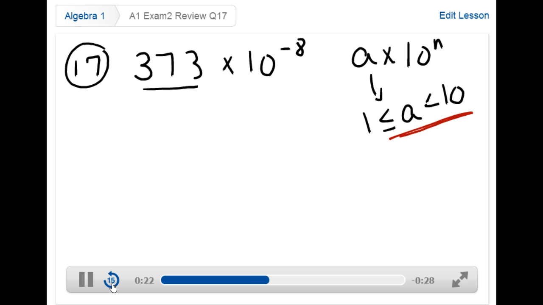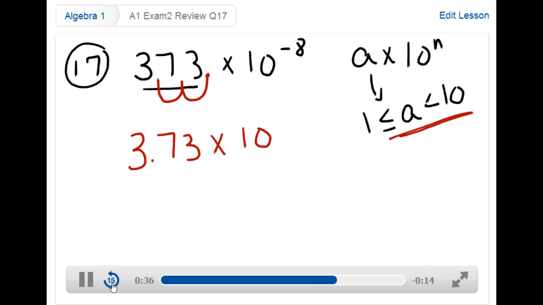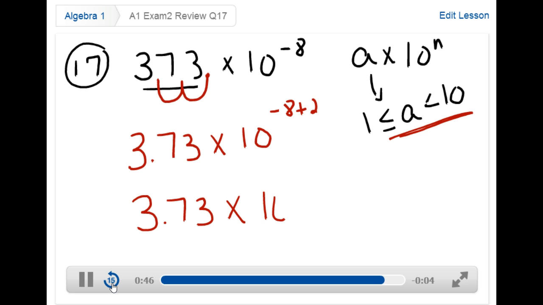So to make 373 between 1 and 10, we're going to start at the decimal and move it over 2 places to the left. So now it's 3.73 times 10. We moved it 2 to the left, so we're going to take this exponent and add 2. So now it's 3.73 times 10 to the -6 power.